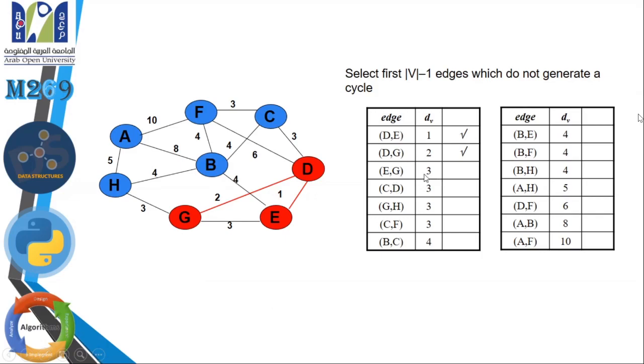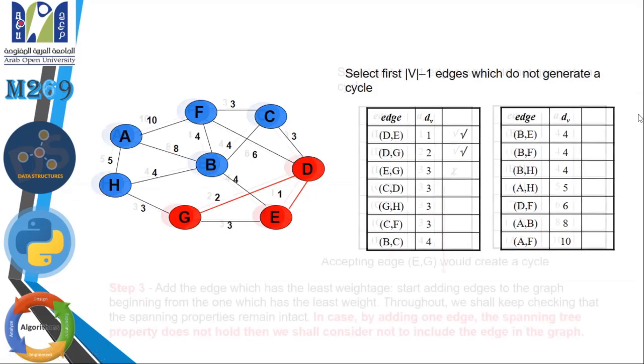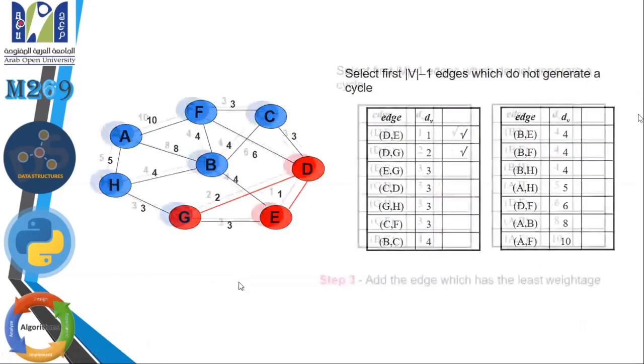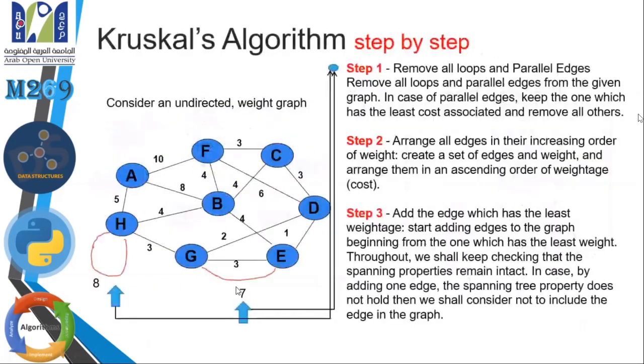No. Reason: that one will make a cycle. If you add EG, that will make a cycle. And one of the conditions is no cycles.